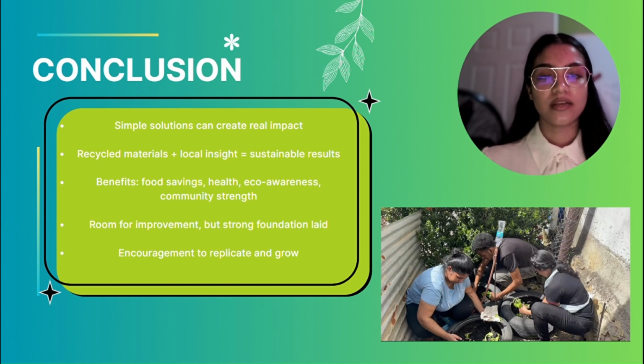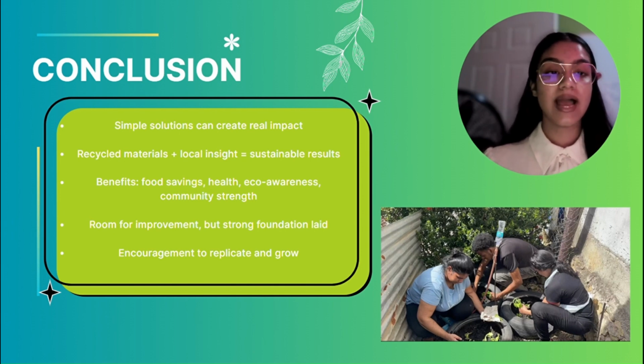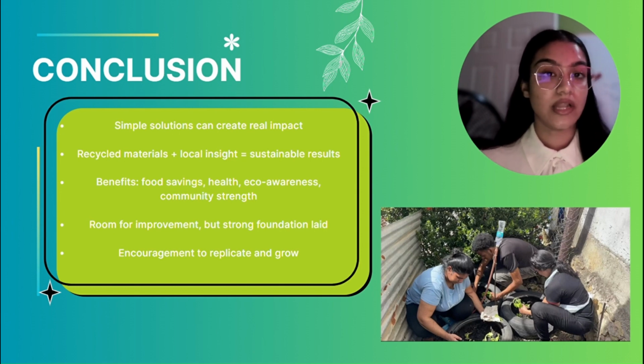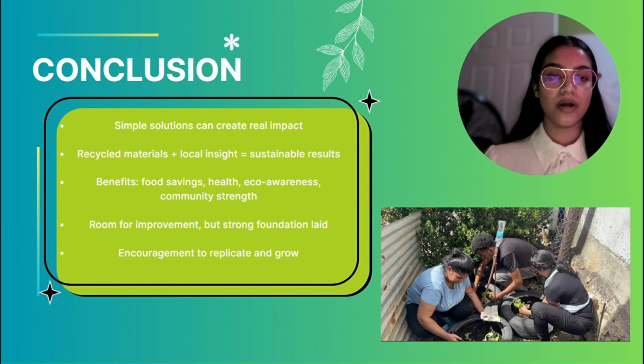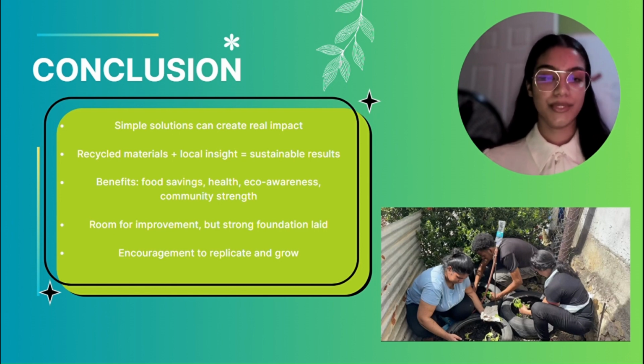Through this project, we engaged with residents, listened to their needs, and developed a grow box system that is simple, affordable, and accessible, even for those with limited space or physical challenges. The benefits go beyond the vegetables. It lowers grocery bills, promotes healthier diets, encourages environmental awareness, and strengthens the bonds within the community.